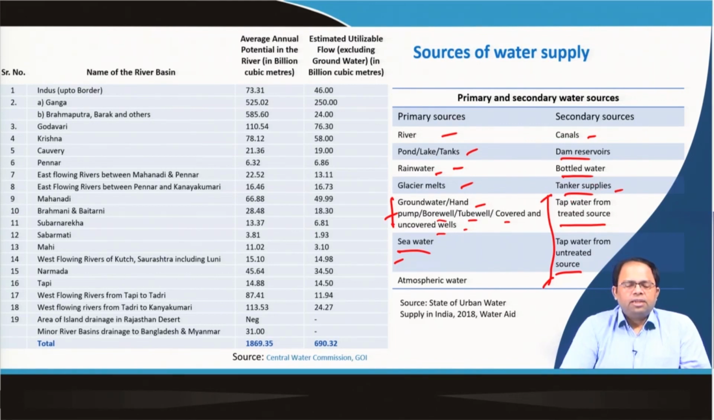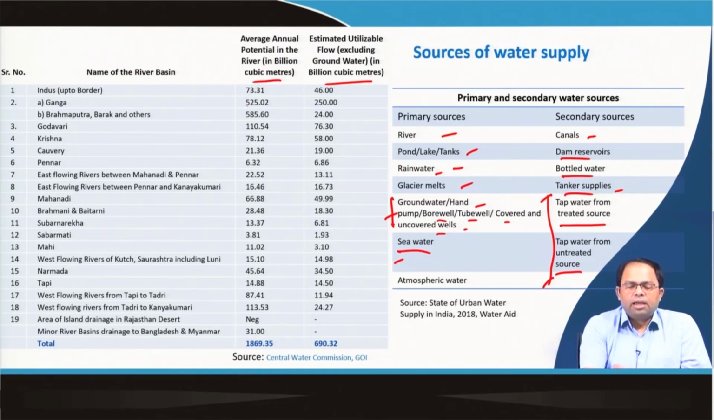Now, looking into the different river basins, this gives you an idea about the different river basins in India. Starting from Indus, then we have Ganges and Brahmaputra, then Godavari, Krishna, Kaveri, Pennar, and on this side you can see the average annual potential in the river in terms of amount of water that is available in billion cubic meters, and then out of this how much water can be utilized excluding the groundwater part that comes into the river, that is also given in billion cubic meters. And we can see that this is the amount of water.